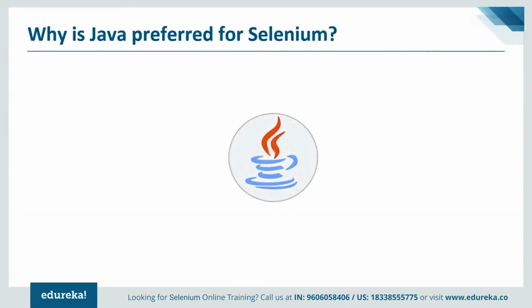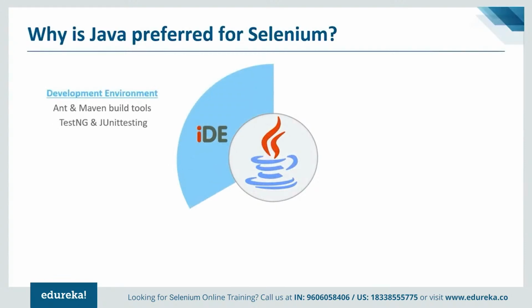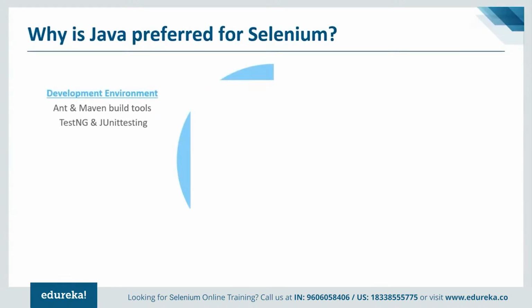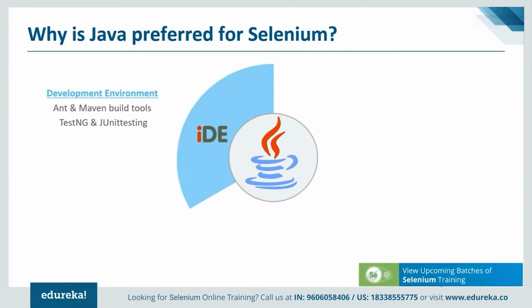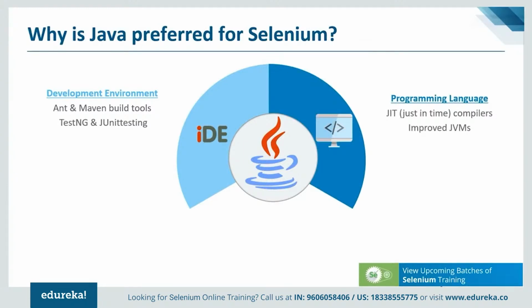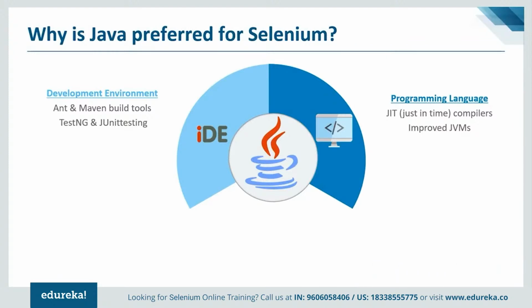There are three primary reasons here. The first one being the IDE. Generally, IDEs provide a code editor, compiler or interpreter, and a debugger that the developer accesses through a unified GUI. But Java IDEs also include language-specific elements such as Ant and Maven build tools, as well as TestNG and JUnit testing. Secondly, Java programs are now even more performant thanks to the JIT compiler and the improved JVMs. Also, the performance of Java programs can be optimized in real time to help run them faster.